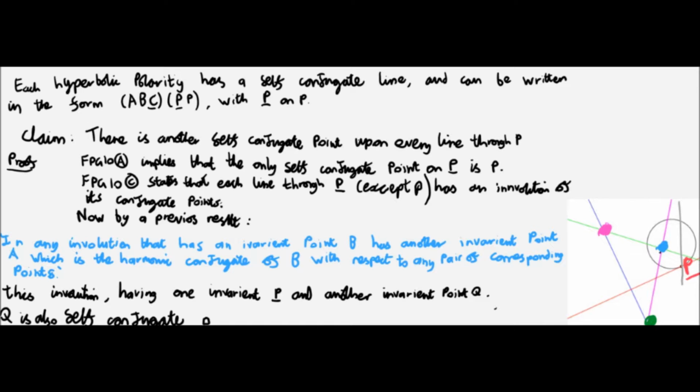So if you look at the above diagram, we have this point P, which is a self-conjugate point, and we have another line through that point P. Now the claim is that that line, or in fact any line through P which doesn't go through its polar, little p, must have another self-conjugate point on it. And if we can claim that, obviously that infers the existence of many, many other self-conjugate points. But how do we prove it?